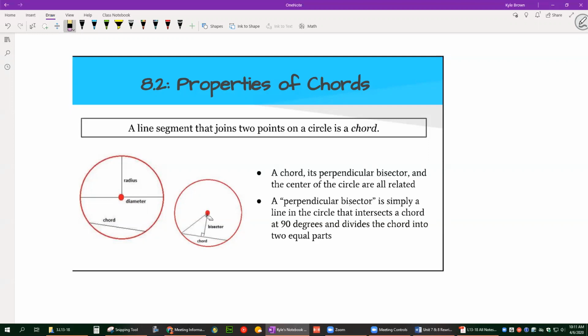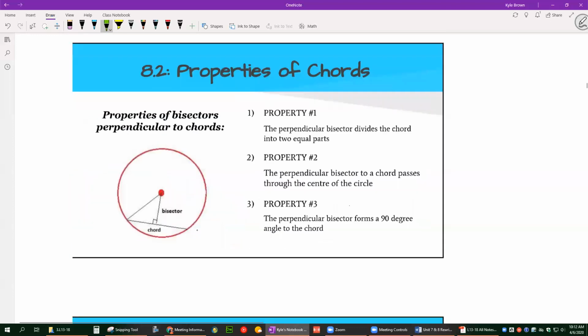Okay, so it's perpendicular because perpendicular means this, right? Two lines that are 90 degrees with each other means they're perpendicular. So remember, parallel means that they never touch. Perpendicular means that they're straight up and down. So it's perpendicular and it bisects. So hence perpendicular bisector, right? And it's going to make an angle of 90 degrees there. So we can use that. We can do things knowing that.